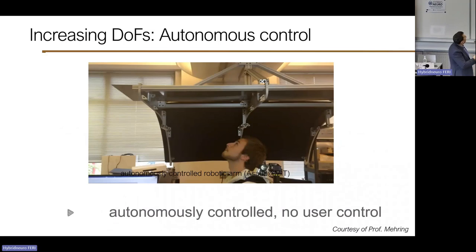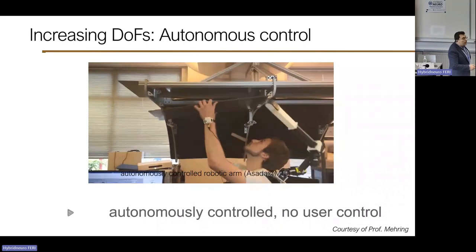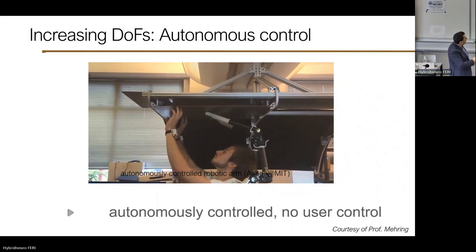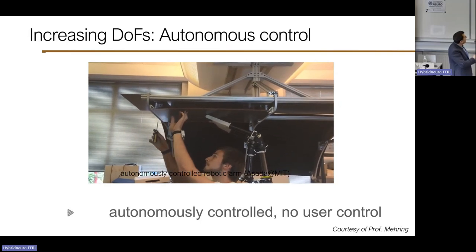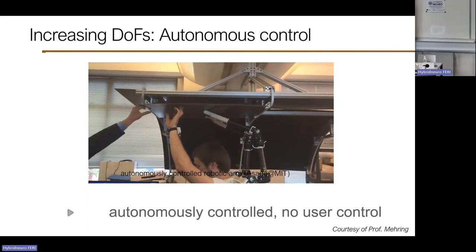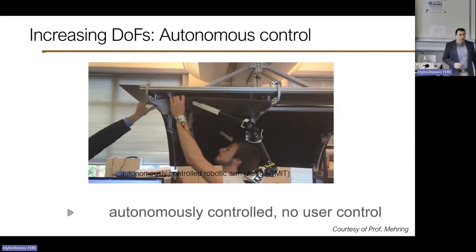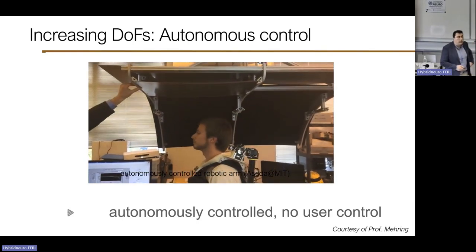Okay, so remember, to increase the degrees of freedom, I told you there are a few ways. Now, just a few videos on the simple ways. This is fully autonomous augmentation. These robotic arms are programmed to support a certain piece of equipment above the shoulder of the subject. There is no control and no connection with the body. It's just to remind you that this is what we call the autonomous augmentation of degrees of freedom. An interesting research area, relatively simpler with respect to what we discussed, right? We don't have any connection with the nervous system.